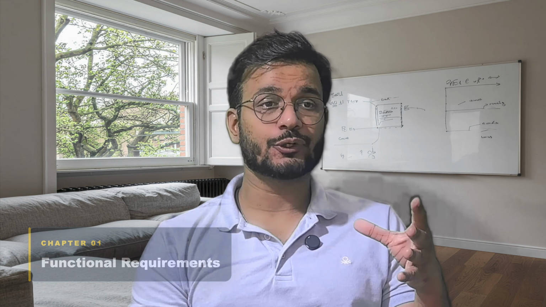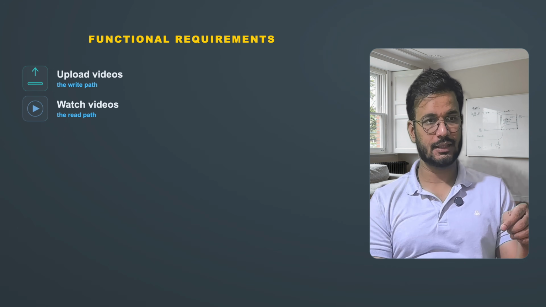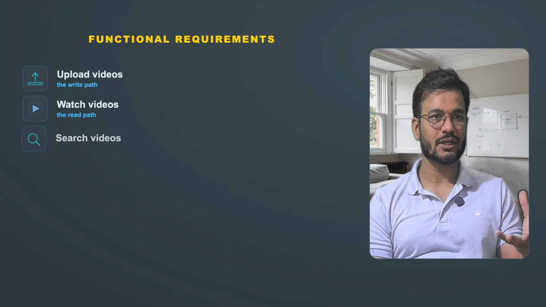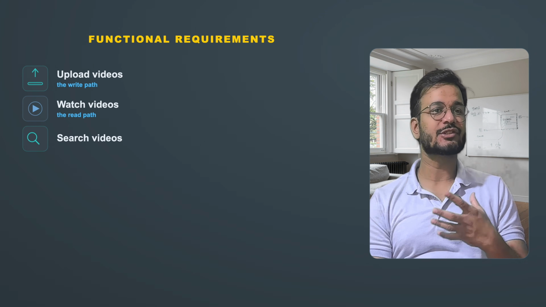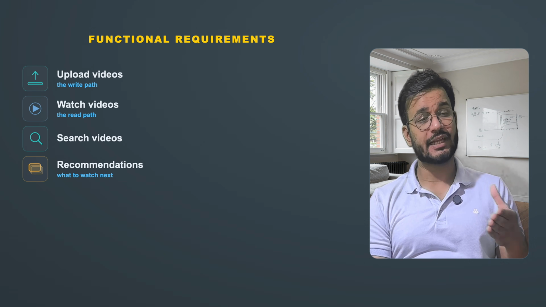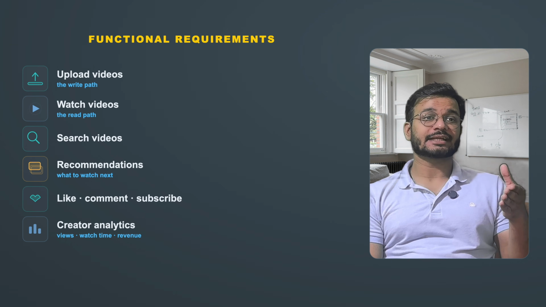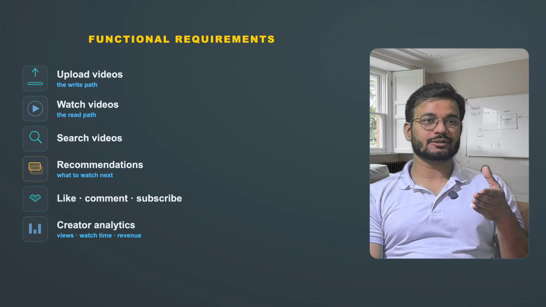What does YouTube actually do? Users can upload video, that is the write path. Then users can watch videos, that is the read path. Users can search for videos, see recommendations to watch the next video, and also comment and subscribe. Users can see the analytics, that is views, watch time, and revenue.